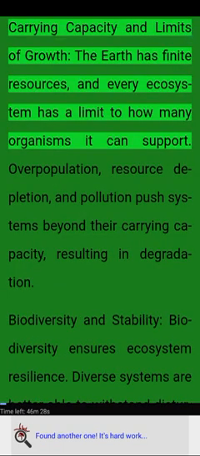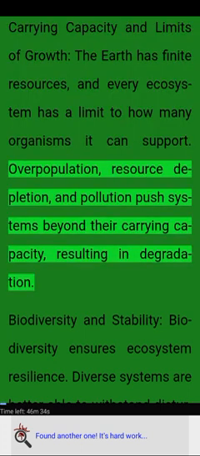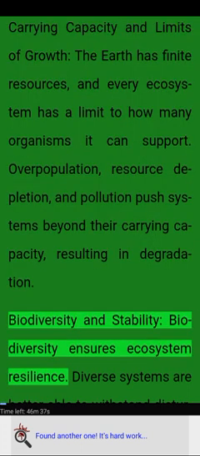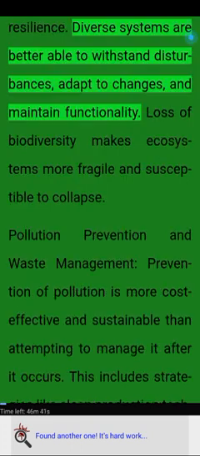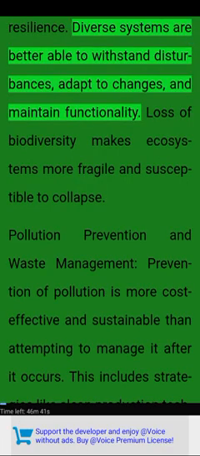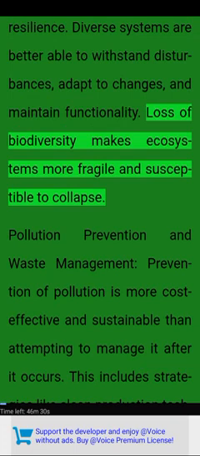Carrying capacity and limits of growth. The Earth has finite resources, and every ecosystem has a limit to how many organisms it can support. Overpopulation, resource depletion, and pollution push systems beyond their carrying capacity, resulting in degradation. Biodiversity and stability. Biodiversity ensures ecosystem resilience. Diverse systems are better able to withstand disturbances, adapt to changes, and maintain functionality. Loss of biodiversity makes ecosystems more fragile and susceptible to collapse.